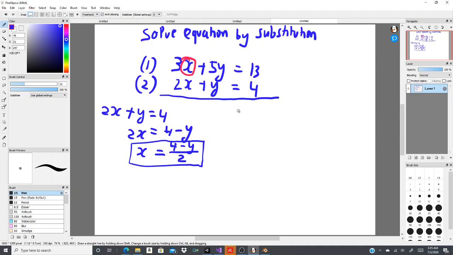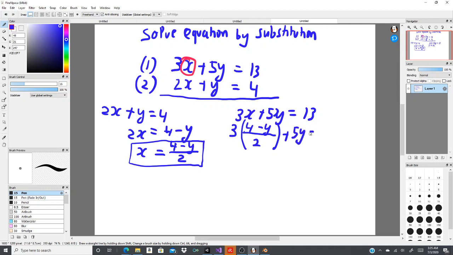Then we replace this x by this x. So we use the first equation, which is 3x plus 5y equals 13, and then we replace this x by the result of the second equation. So 3 times 4 minus y divided by 2 plus 5y equals 13.